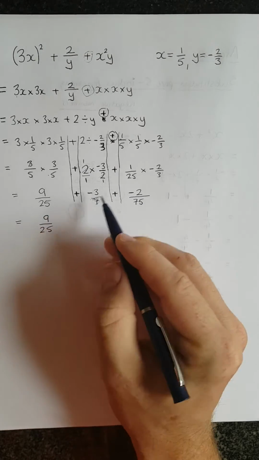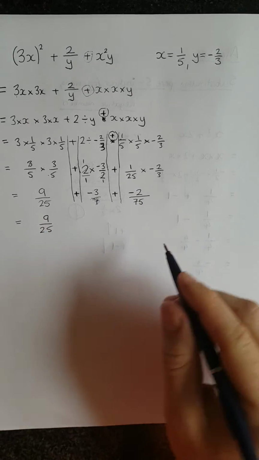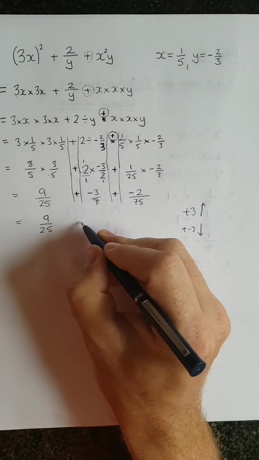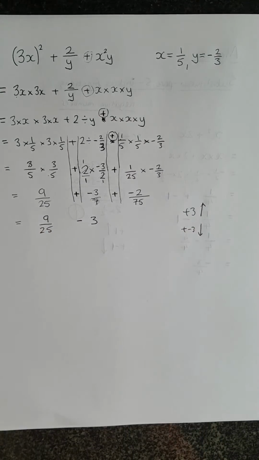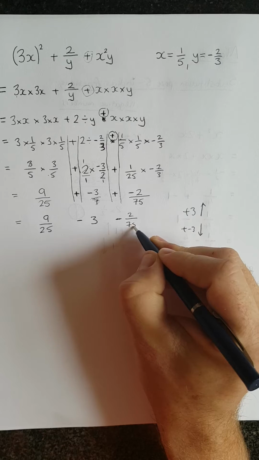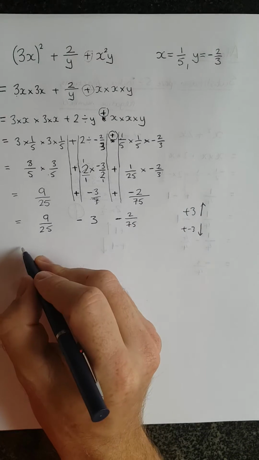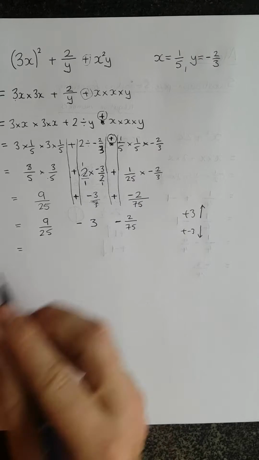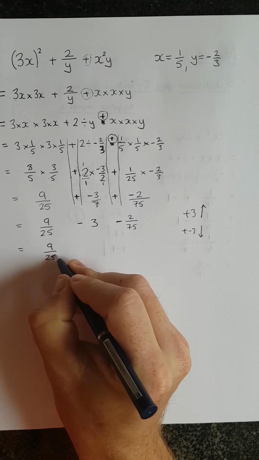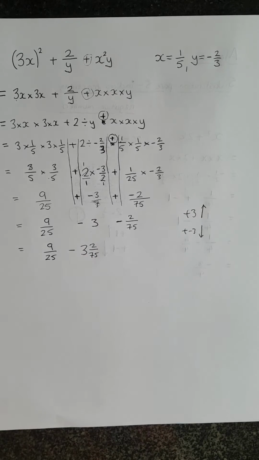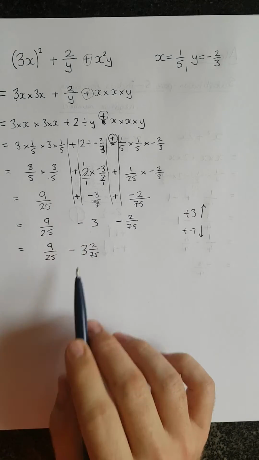9 over 25, add negative 3. Well, if you add 3, you go up. So if you add negative 3, you go down. So go down by 3. Adding a negative again will result in this. So let's tidy this up. That's 9 over 25, subtract 3 and 2/75. Because they're both being taken away, so I'm going to write it as one sum.